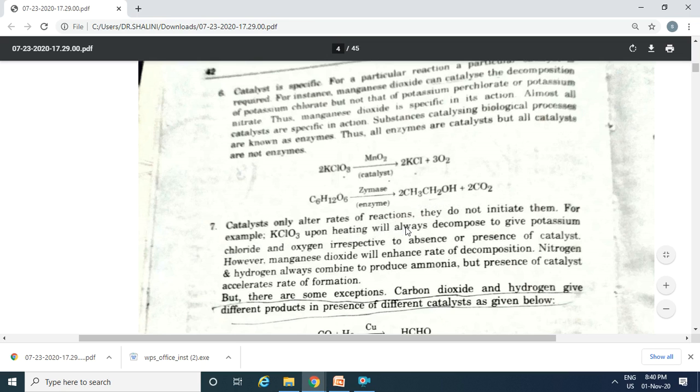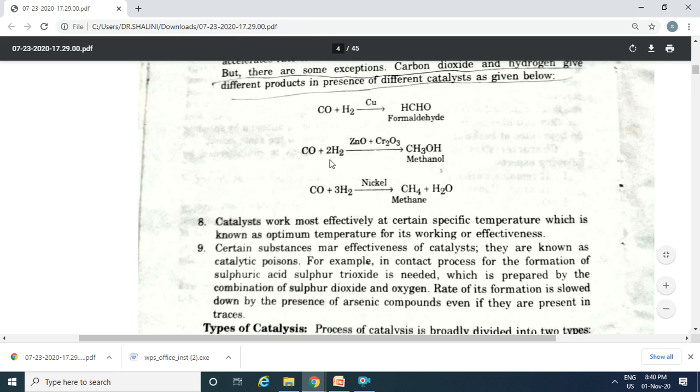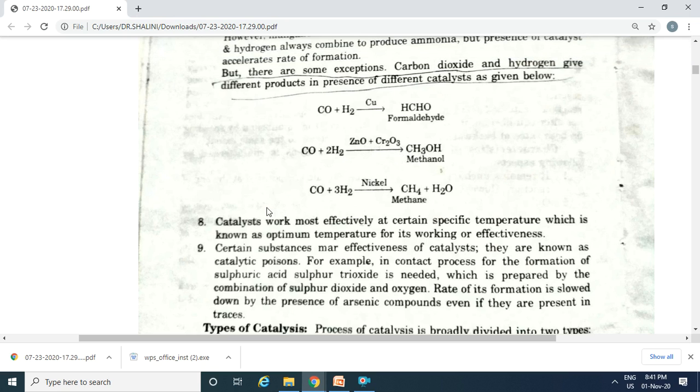Catalysts only alter rates of reactions; they do not initiate them. For example, carbon monoxide combined with two molecules of hydrogen gas in the presence of zinc oxide and chromic oxide forms methanol, and carbon monoxide in the presence of three hydrogen molecules and nickel forms methane.